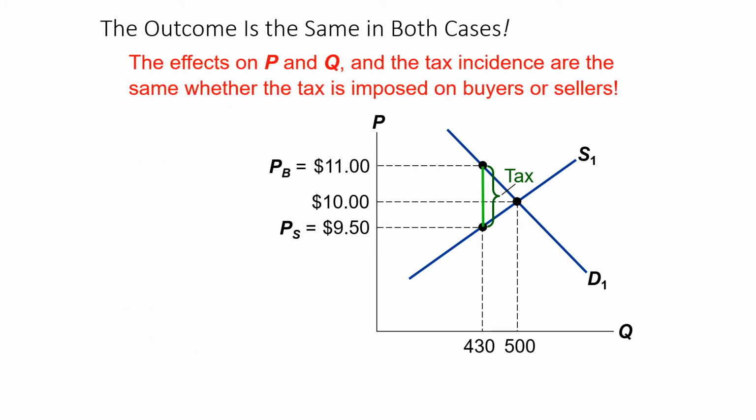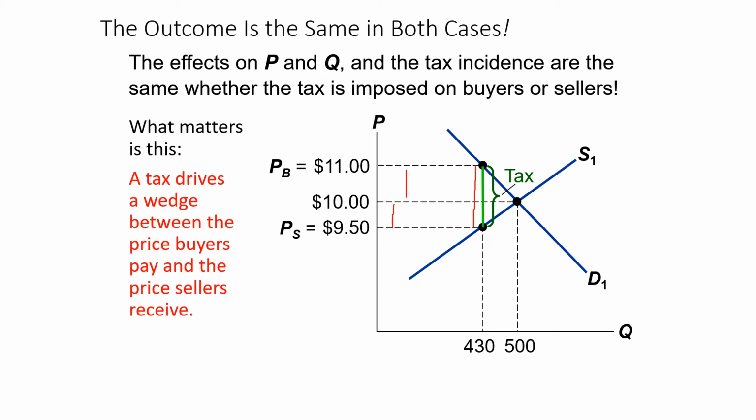So what we get from it is that the outcome is the same in both cases. You impose a tax on the buyer, you impose a tax on the seller, the outcome is the same. There will be a wedge created and the incidence will fall identically in both cases. $1 is paid by the buyers and $0.5 is paid by the sellers.